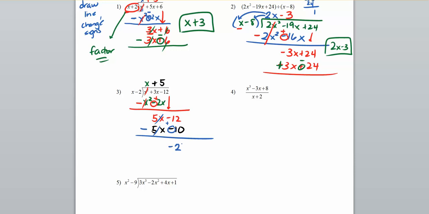Now, kind of the grown-up way of writing remainders is to take my answer, which is x plus 5, and I'm going to add to it whatever the remainder is over the divisor. So when you want to write your answer, that's what it's going to look like. We're not going to put r of negative 2 anymore. You're going to say whatever you get, kind of what your quotient is, plus the remainder over your divisor.